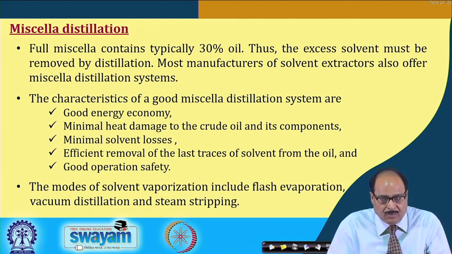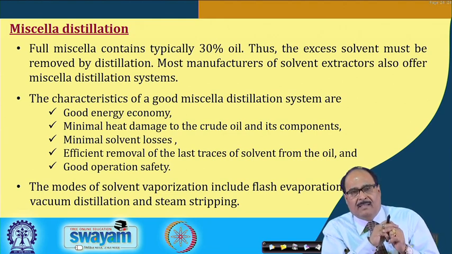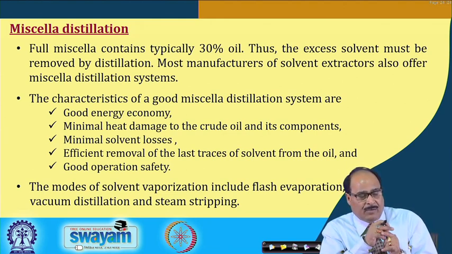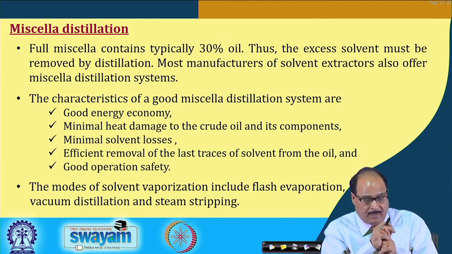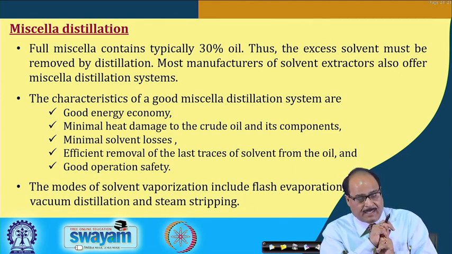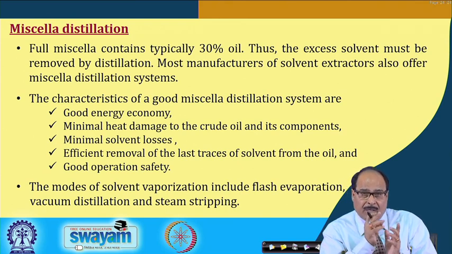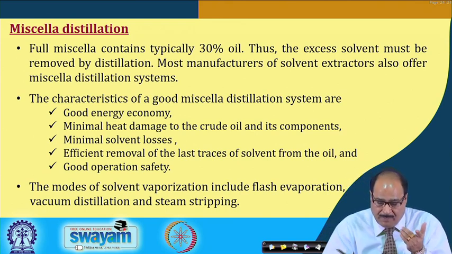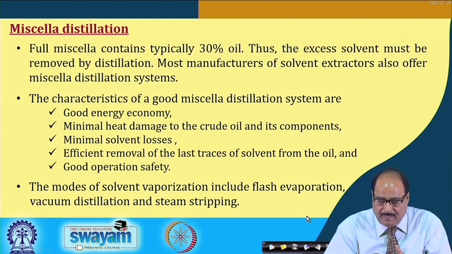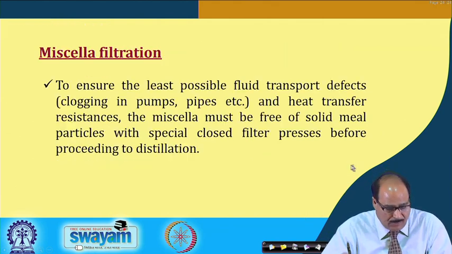systems. So, the characteristics of a good miscela distillation system include good energy economy, minimal heat damage to the crude oil and its components, minimal solvent losses, efficient removal of the last trace of the solvent from the oil, and good operational safety. The modes of solvent vaporization include flash evaporation, vacuum distillation or steam stripping as the case may be. That is, mainly either steam is used, or vacuum is used, or distillation is used.